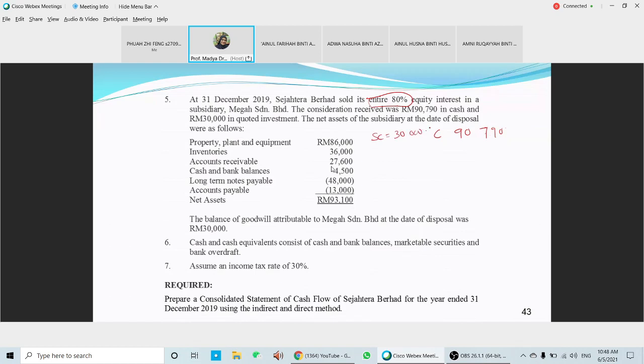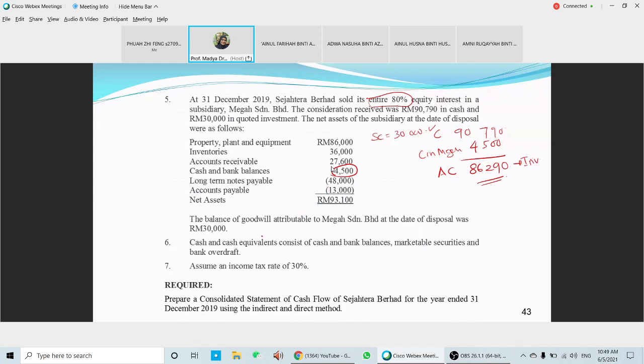Okay, so we're going to look at this one. This is the net assets of the company. So for the net assets of Megah, here is the one that you dispose. So you need to focus on this amount. Okay, so you need to minus 5,500, 4,500 to find the aggregate cash. This one is cash in Megah. So you want to find the aggregate cash outcome. Okay, so this one will be 86,290. So this is the aggregate cash that we're going to report in the investing activities.